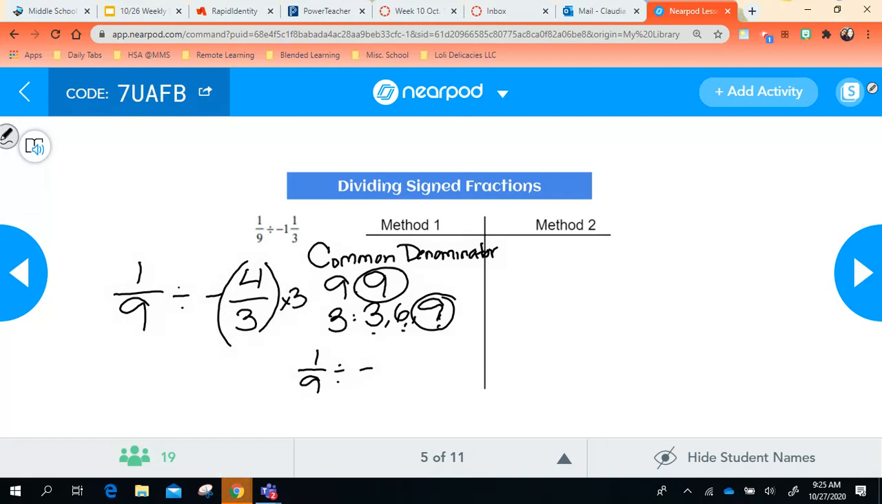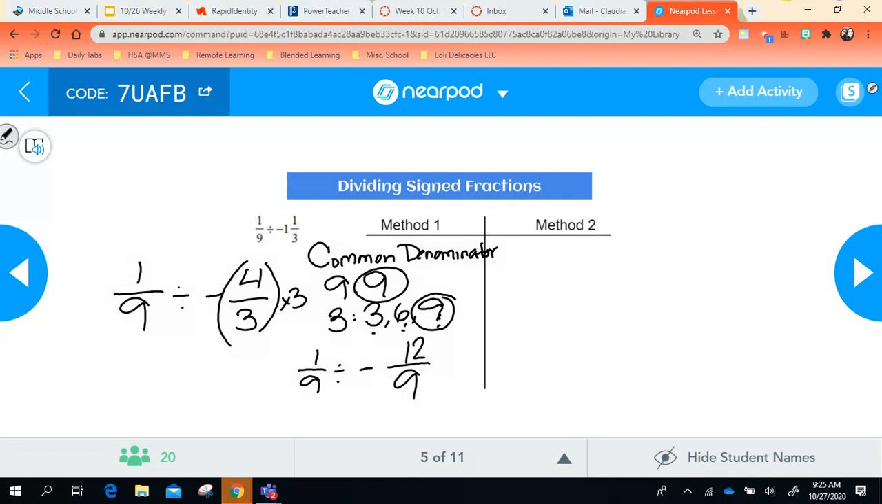So what's 4 times 3? 12. And I know he's not the only one that knows it because you have a multiplication sheet. So use your resources. And then 3 times 3 is obviously 9. So there we go. We have 1/9 divided by negative 12/9. So now I can go ahead and work it out.